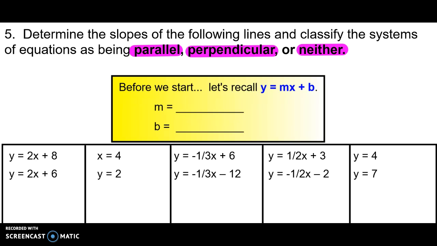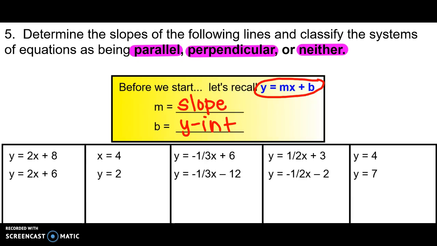Now, before we start, let's go back over y equals mx plus b. Remember that slope-intercept form. Remember that the m stands for the slope. That's always the coefficient of x. And b, that's our y-intercept. Now, to determine if it's parallel, perpendicular, or neither, we're really just looking at the slope, or the m.